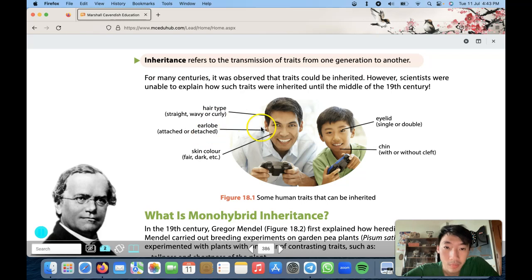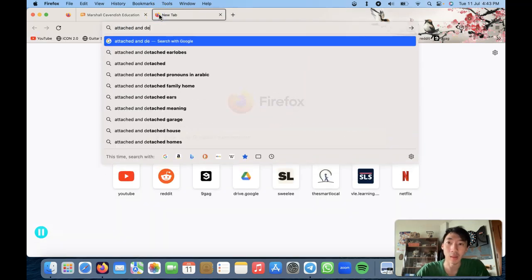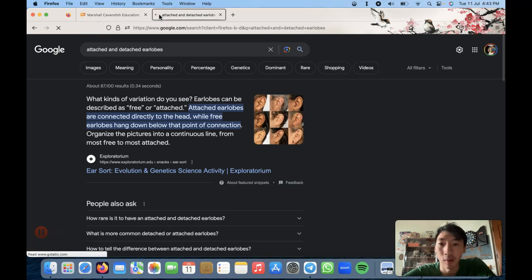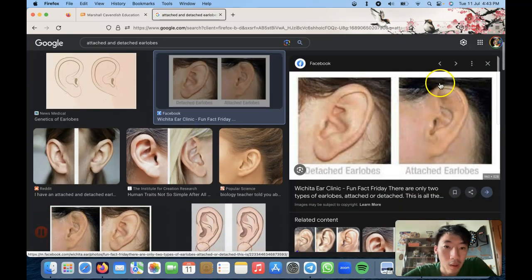And what about earlobes? You notice that there are two types of earlobes, attached and detached. I can't see very clearly from here, so let's just take a quick look on Google. What is the difference between attached and detached earlobe? Now you can go to a mirror and take a look for yourself. What kind of earlobes do you have? Do you have detached earlobes like this? That means that you have some extra skin dangling below, or are your earlobes completely attached? So just go and check it out.